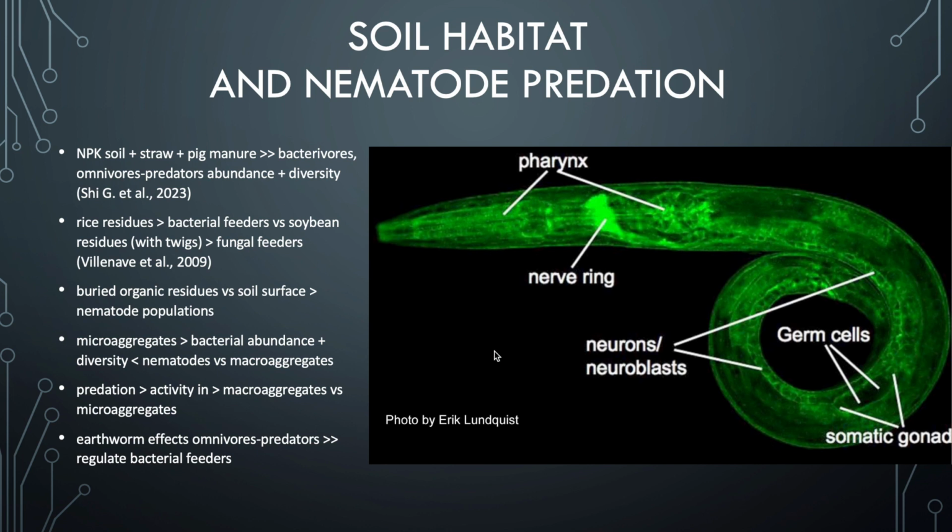So as the last image for this lesson, this is a beautiful photo by Eric Lundquist, and it shows a fluorescence label in a bacterial feeding nematode. It's a beautiful image, and it also shows some of the anatomy of the nematode.